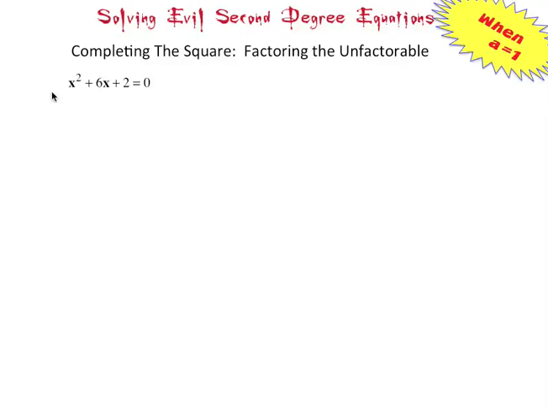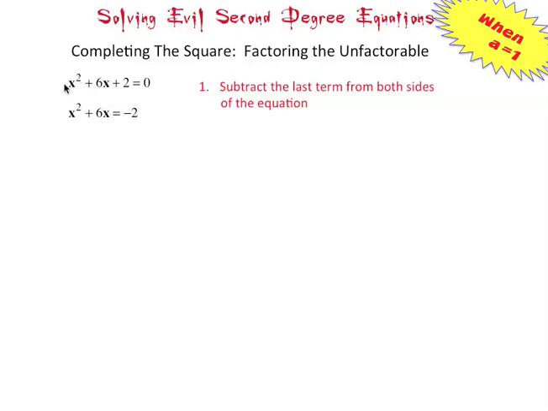Now, when a is equal to 1, it's really quite simple. What we want to do is turn this into a perfect square trinomial. Since 2 is not a perfect square, like x squared is, your first term is a perfect square, but your last term is not. So we're just going to get rid of that last term. I'll subtract it from both sides of the equation. I subtract 2 from this side, it's gone. Subtract 2 from the right-hand side, and we have minus 2. So you're left with x squared plus 6x equals negative 2.